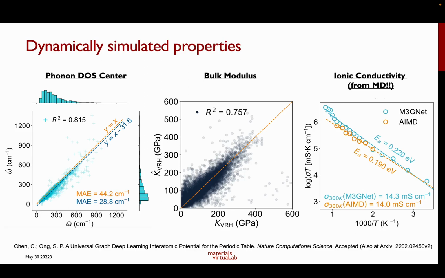You can simulate the bulk modulus directly, and again, the accuracy is fairly in line with what you get from DFT. You can even do things like simulate the ionic conductivity of a solid electrolyte just using the universal potential itself, okay? And here I show you the example of Li3YCl6, and you can see that the predicted ionic conductivity at room temperature is in fairly good agreement, okay?